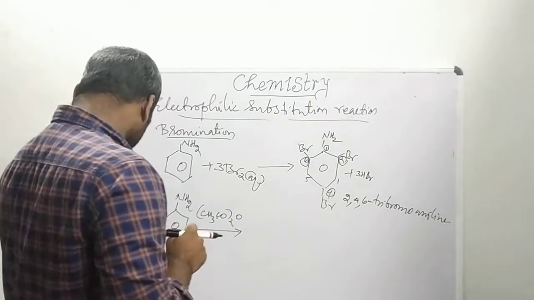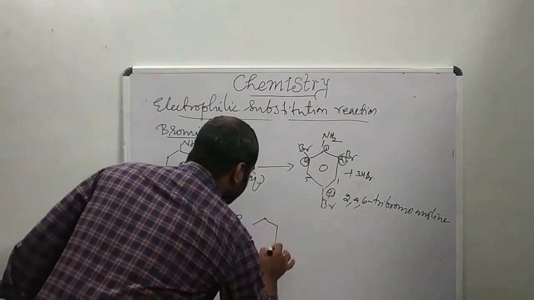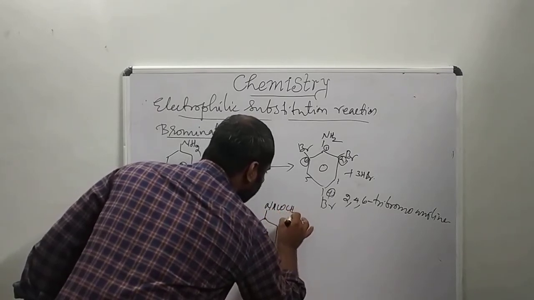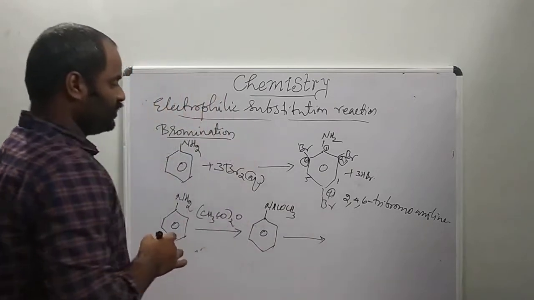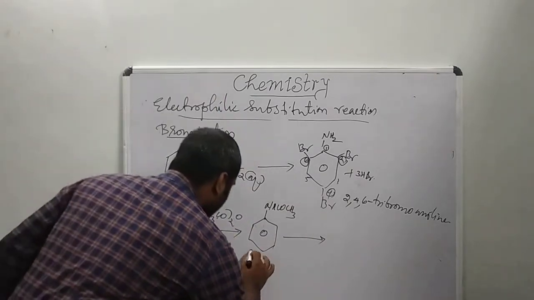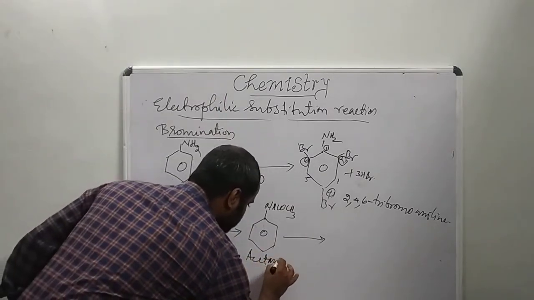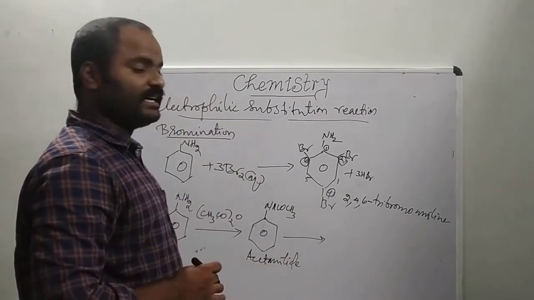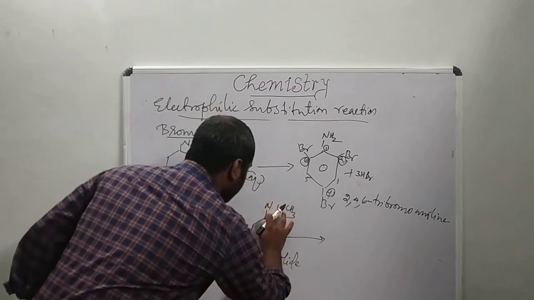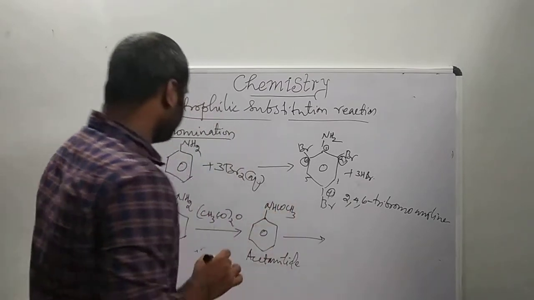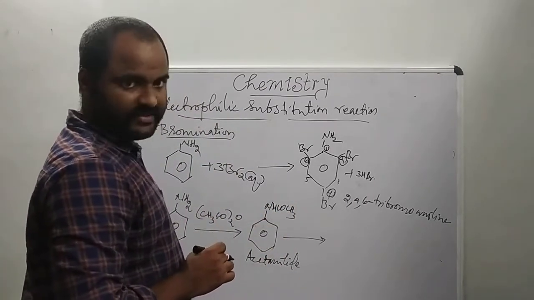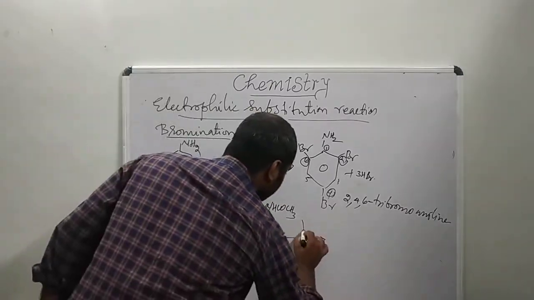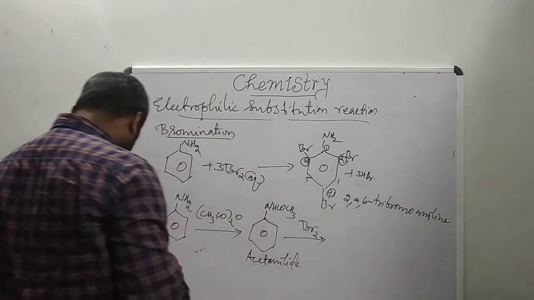You get acetanilide, benzene ring with NHCOCH3. It is known as acetanilide. First aniline reacts with acetic anhydride, you get acetanilide, benzene ring, NHCOCH3. Acetanilide is formed.